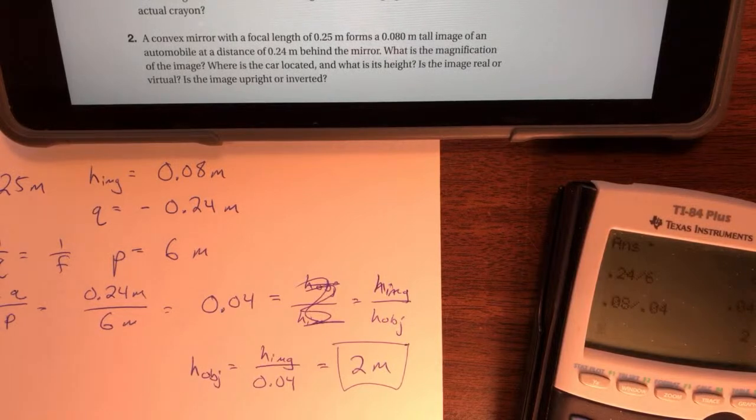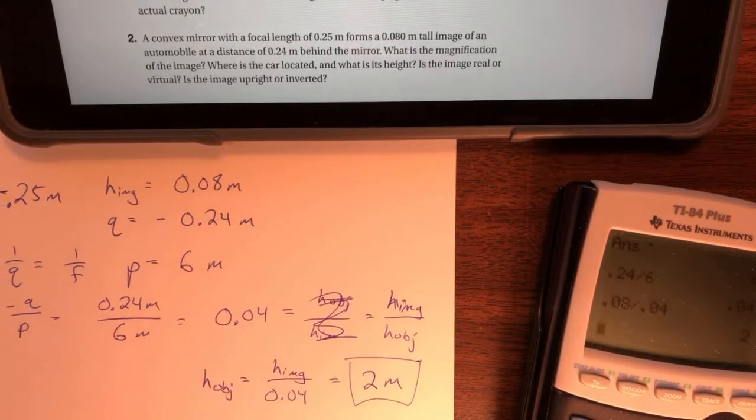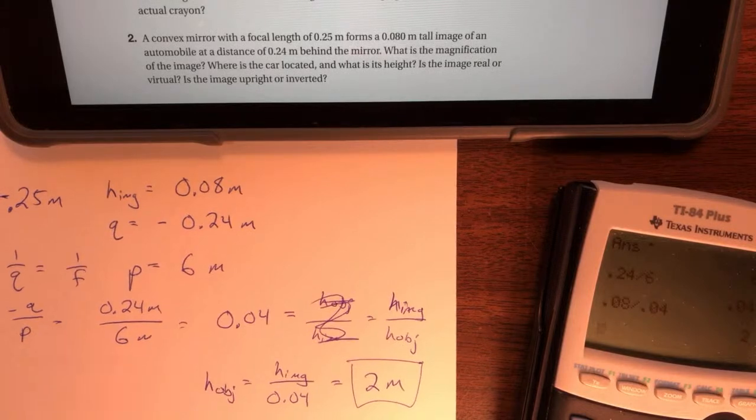You can think of your own car. That's pretty high. Even a van typically isn't even 2 meters high. Anyway, this is 2 meters. I think that's the correct answer. So there we go.